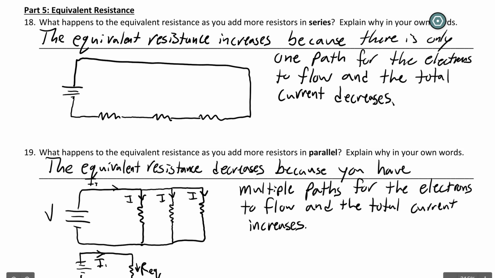And to support this idea of the relationship between the current and the resistance, you could look at Ohm's law, R is equal to V over I, and you can see it's an inverse relationship. So for number 19, the parallel circuit, we said that if there's more paths for the current to flow, then overall the total current is going to increase, which makes the equivalent resistance decrease because it's an inverse relationship there. So that's just a little added support with an equation.